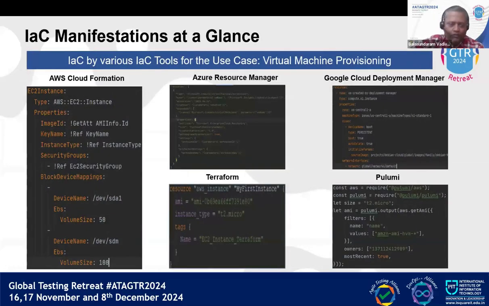Next, we see the manifesto of IAC at a glance. Here we have a use case to provision the virtual machine. The templates are governed by syntax and standards. So IAC templates have their own syntax and standards. An IAC template is in the form of JSON format, key-value pairs. Here we have sample IAC templates that are available for AWS, Terraform, Azure Resource Manager, GCP, and so on.